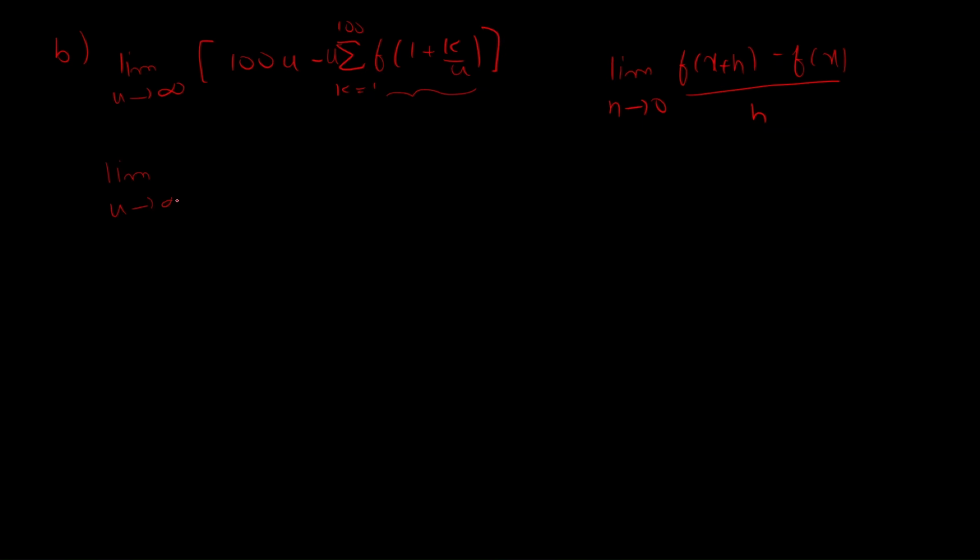Now I will do a manipulation. I can write this 100 as sigma k equal to 1 to 100 into u minus u into sigma of k equal to 1 to 100 f of 1 plus k by u.